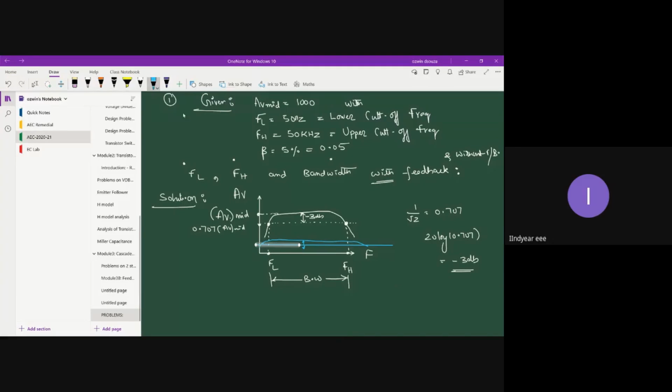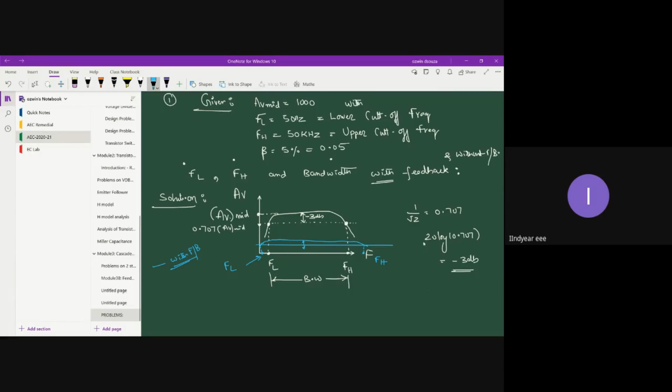Okay, somewhere here. So once again, this 3 dB level will give you a different FH value and a different EFL value. The blue line stands for with feedback. As you can see, EFL becomes less as compared to EFL for the case without feedback.